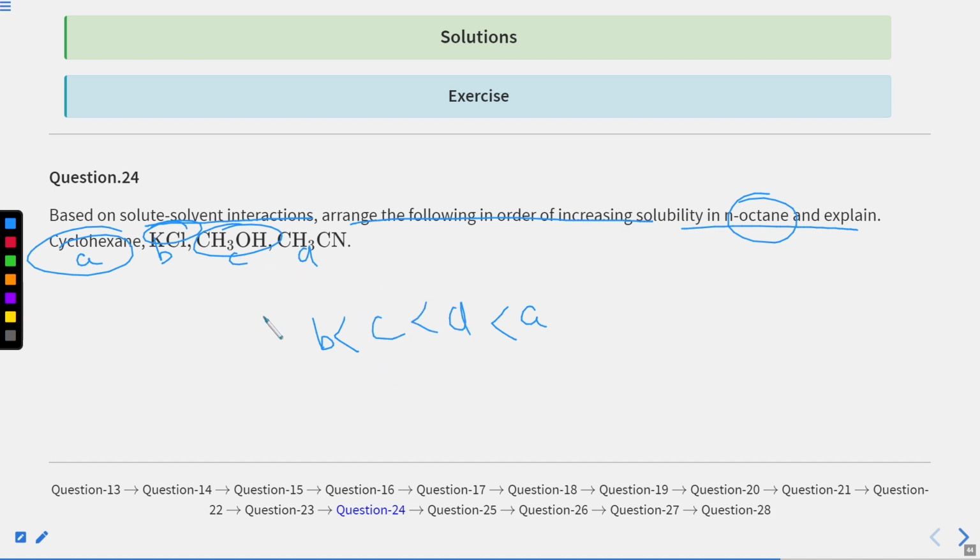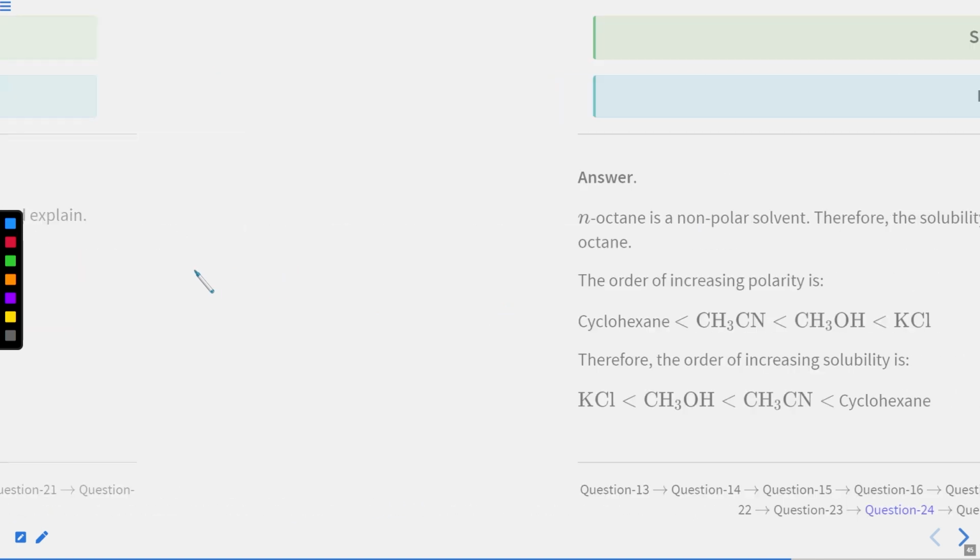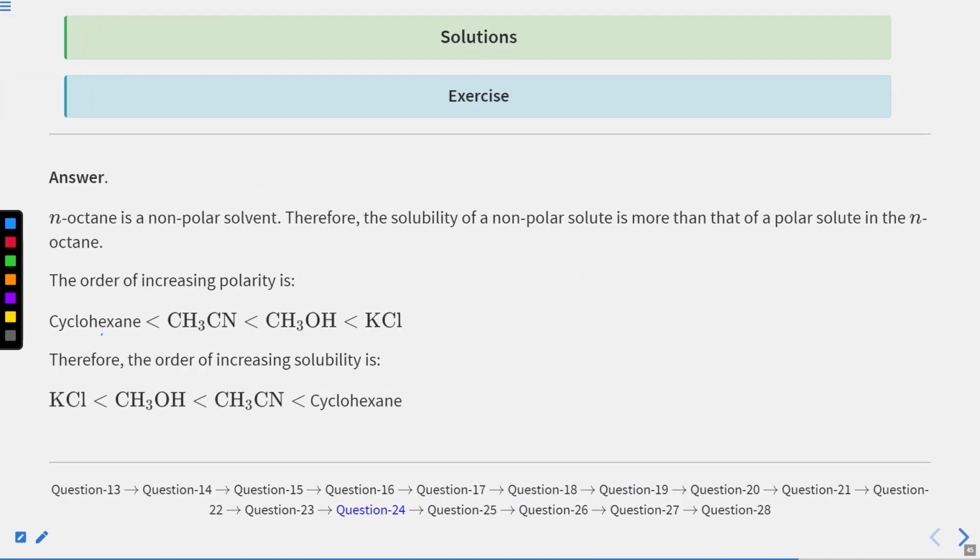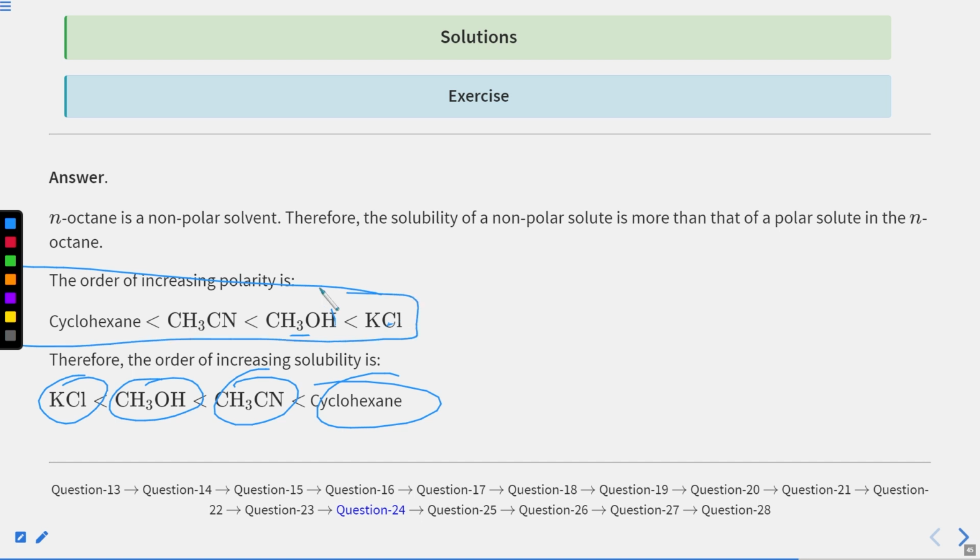So therefore, cyclohexane, then methyl cyanide, then your methanol, and then potassium chloride. The same order is there. So we have cyclohexane, KCl, CH3OH. Yeah, sorry, this is the order. Okay, so this is the solubility order as I have told you, then methanol, then CH3Cl, and then cyclohexane, because the polarity order is reverse.